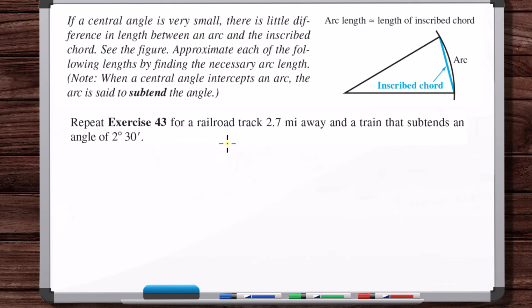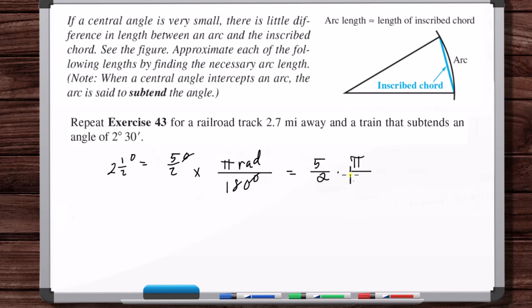Okay, same problem, but now the railroad track is 2.7 miles away, and the train subtends an angle of 2 degrees 30 minutes. So now we're in miles, but that's fine. What's this angle in radians? So 30 minutes is 1/2 of a degree, so 2.5 degrees. That's 5/2 degrees. What is that in radians? So 5/2 times pi over 180. 5 divided by 180 is 1/36, so pi over 72 radians.